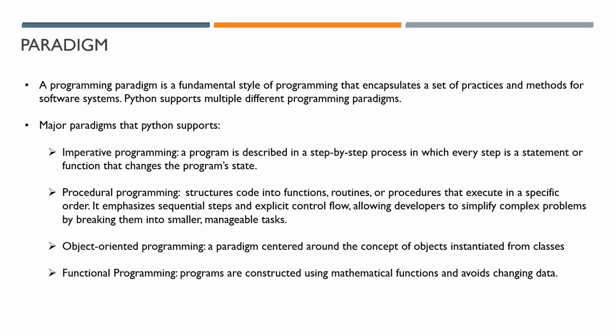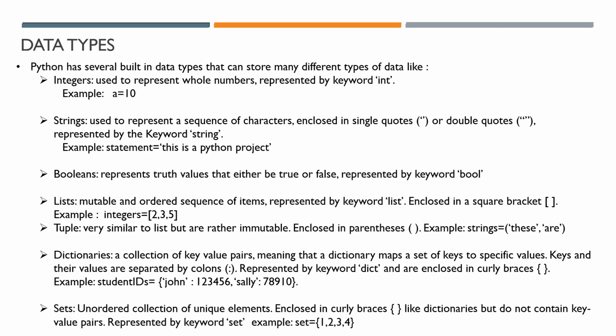Python supports several programming paradigms, which means you can use different approaches based on the problem you're solving. It supports imperative programming, where you write code step by step, procedural programming, where you break code into functions, object-oriented programming, which focuses on objects and classes, and even functional programming, which emphasizes using pure functions.